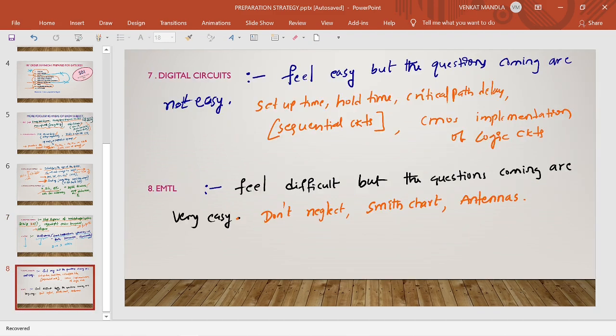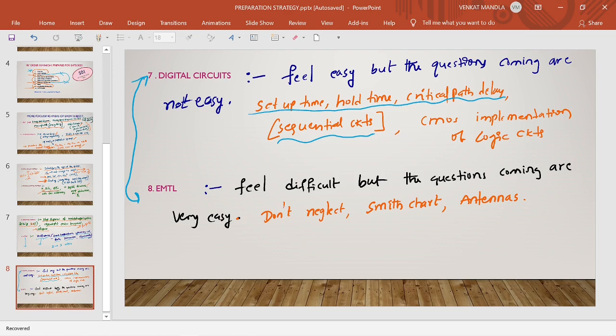Next, coming to these two subjects, there is a relation. I already told you at the beginning what that relation is. Digital circuits. We feel this subject is easy, but the questions coming in GATE are not easy. That I have observed. The difficult questions come from this part: setup time, hold time, and critical path delay, sequential circuits. Try to find out the mod of the circuit, the mod of the counter.